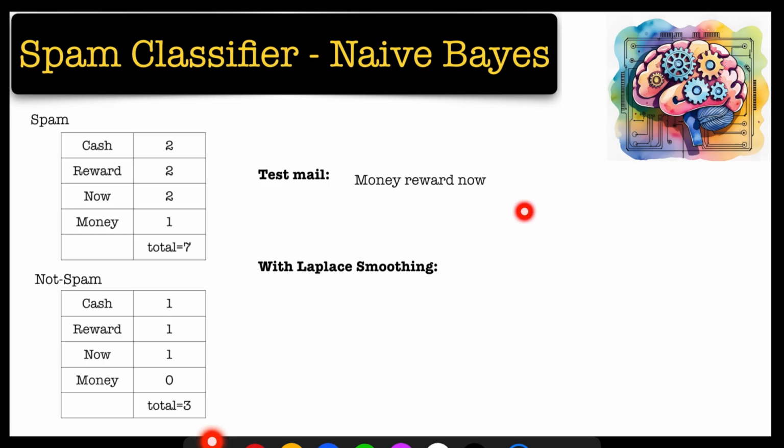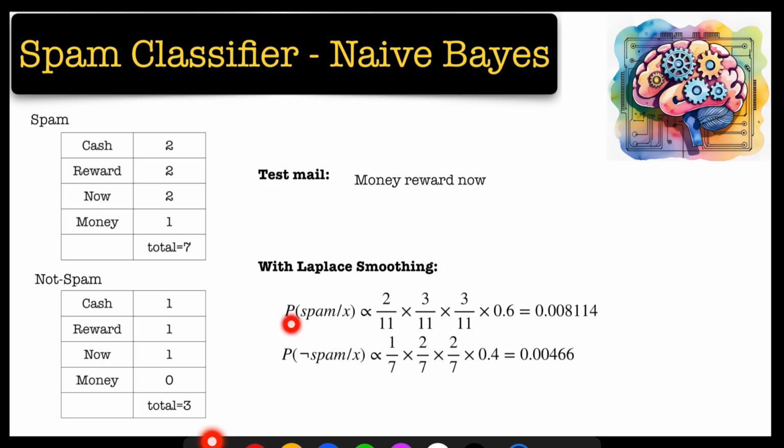So for this test email with Laplace smoothing, we got both the probabilities, for being spam or not spam. And we see that of course the probability of spam given x is higher, so this test email is also spam.